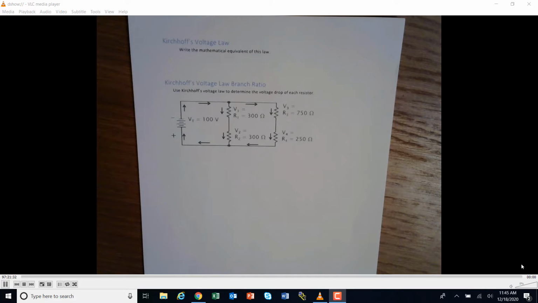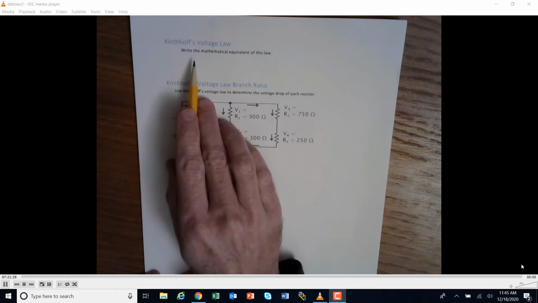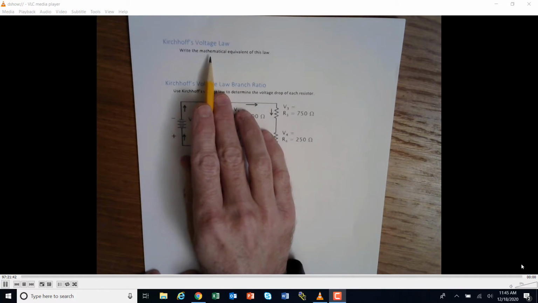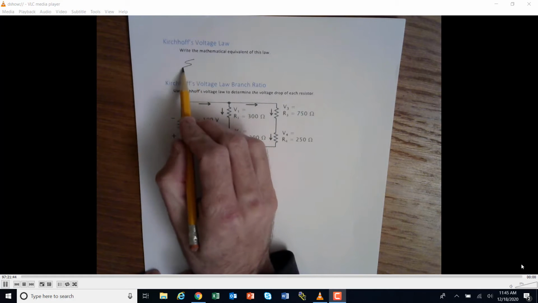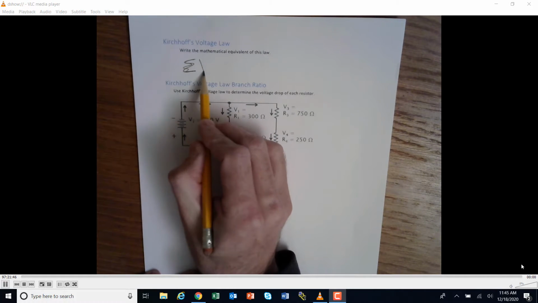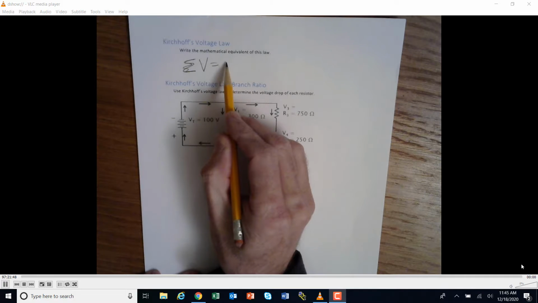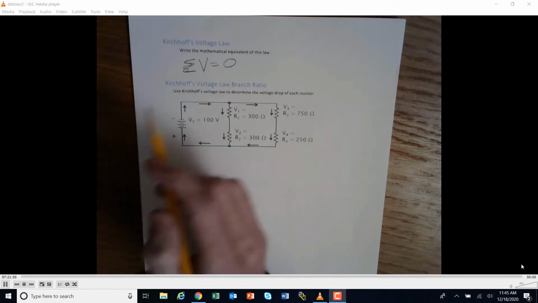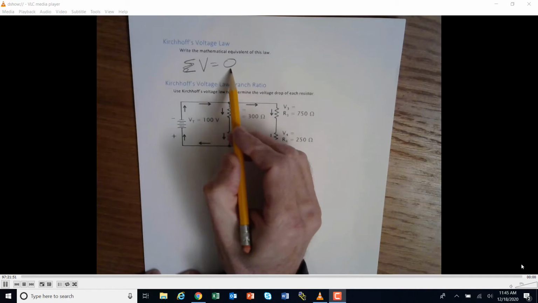Let's take a look at some Kirchhoff's voltage laws and a little problem here. First of all, I want to talk about the mathematical equivalent for this law. Basically what this is saying is that the summation of the voltages is going to be equal to 0. So if you're looking at a branch, the sum of the voltages is going to be equal to 0.